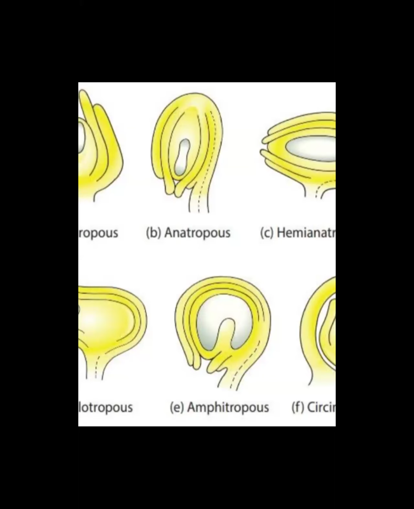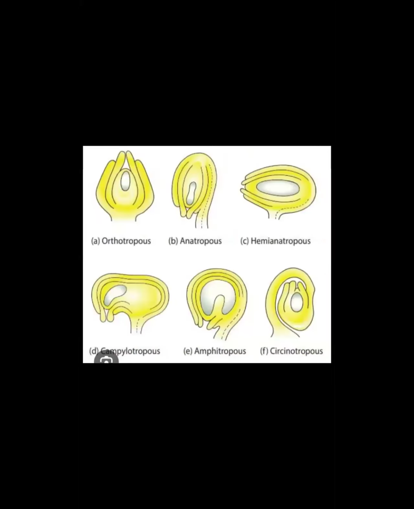This is the obturator. Epistase, hypostase, obturator, endothelium, the nucellus and integuments, micropyle, chalaza: these all are parts in the ovule structure. It's very, very important. And next we come to megasporogenesis.